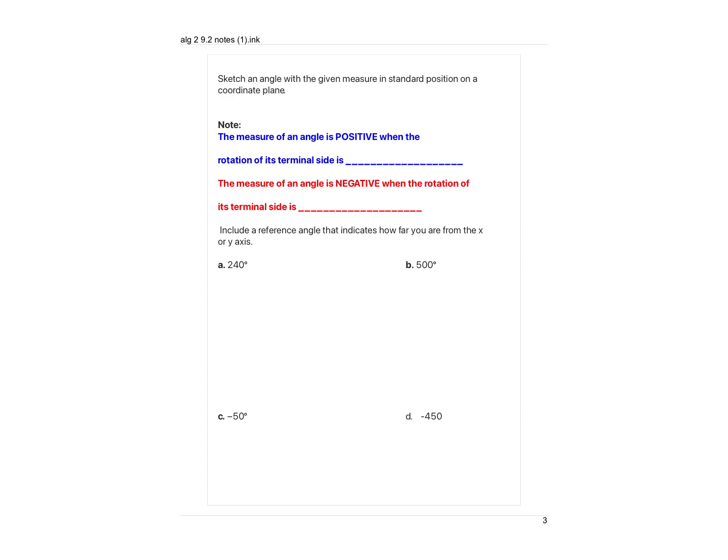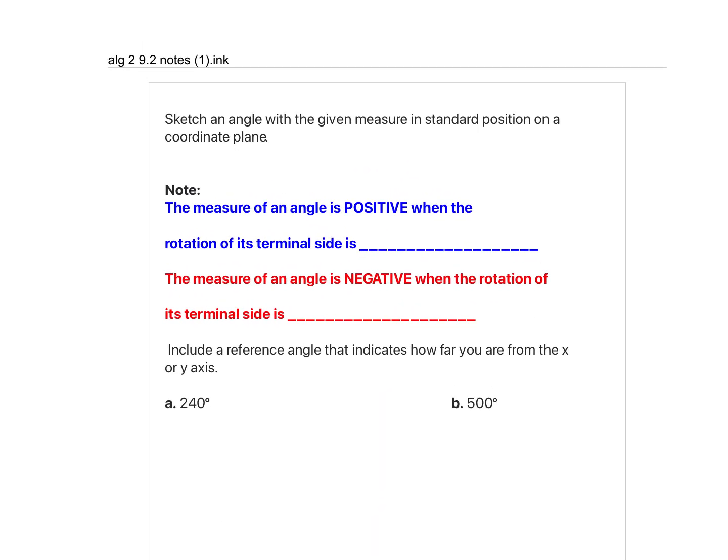Okay, so we're just going to sketch some angles. It says sketch an angle with the given measure in standard position on a coordinate plane. All that means is we're going to have a coordinate plane. We're going to start on that positive x-axis and we're going to graph our angle however many degrees it happens to be. I know we've talked about how there's not really negative angles, but when we're on a coordinate plane, it's talking about the standard position, and we can have positive and negative based on the direction that we are going.